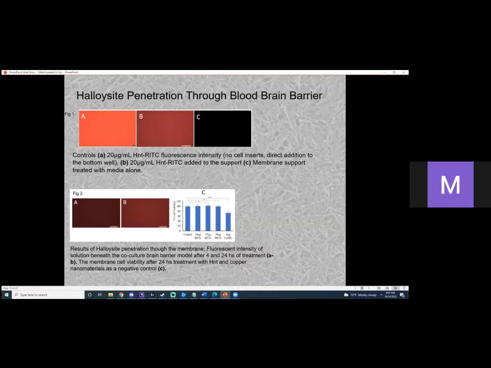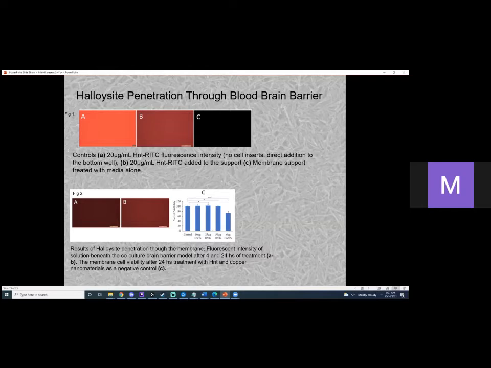So you can see the fluorescence intensity increases by a lot. That is because the halocyte is working with the membranes, and it's passing through over longer periods of time. So we see here that in the first couple of hours, the intensity is low, and over a longer period of time, the intensity increases.